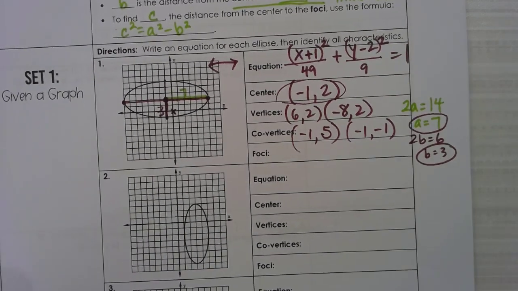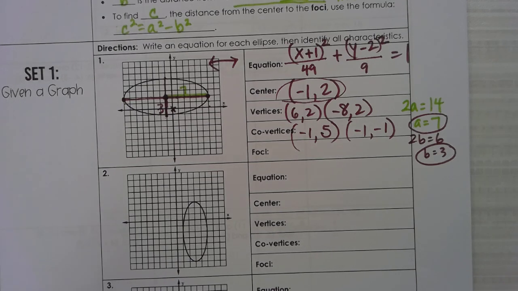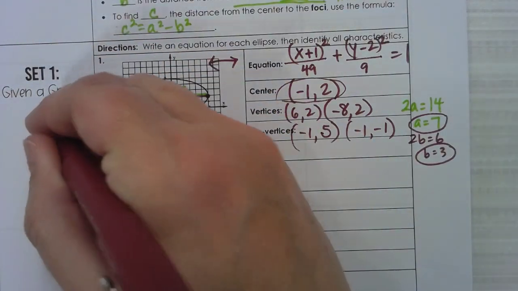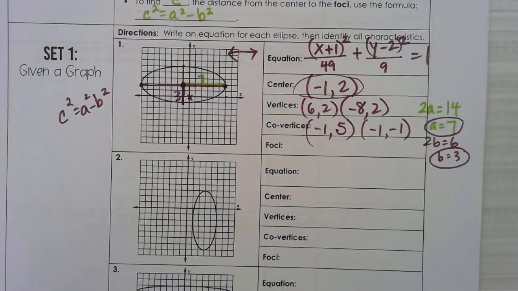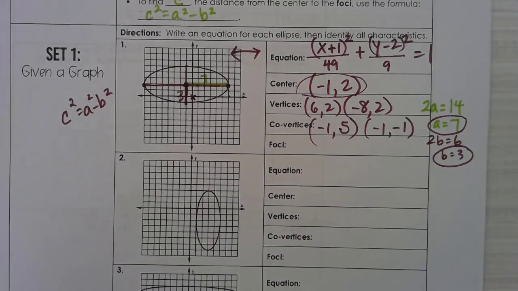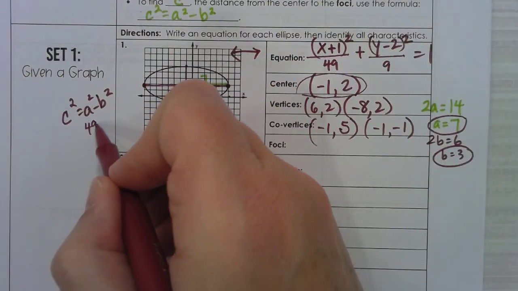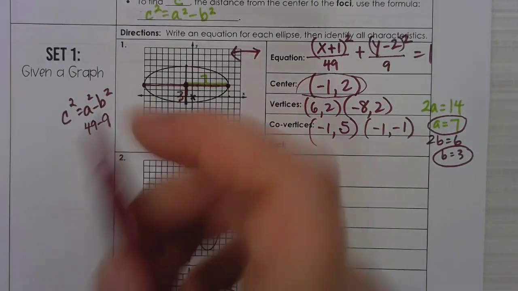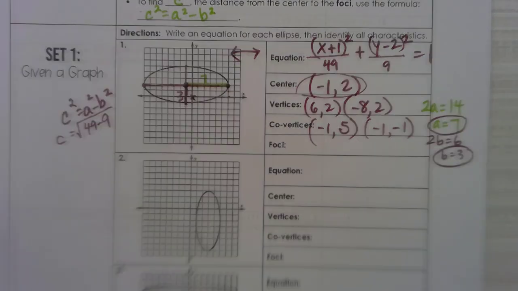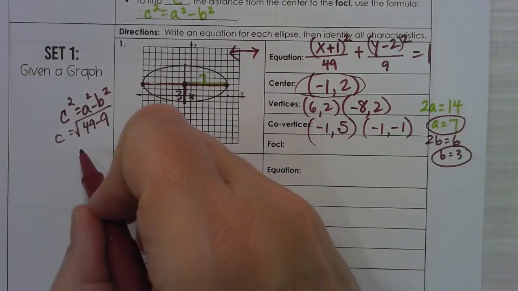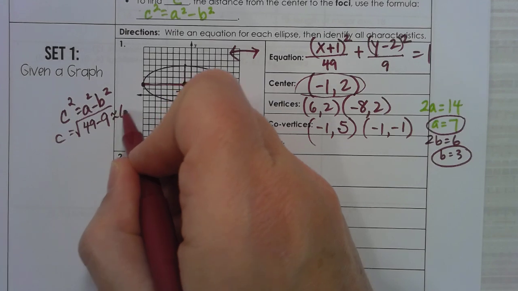Okay. And then the last step for this one would be to figure out the foci. In order to do the foci, we need to know what c is. c squared is a squared minus b squared. We just said a squared was 49 and b squared was 9. So we'll do a square root of that. The square root of 40 is 6.3.